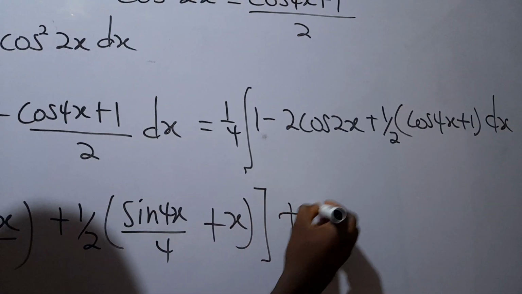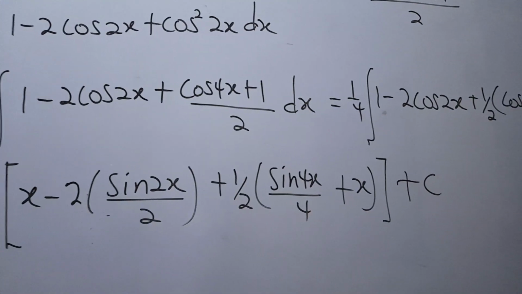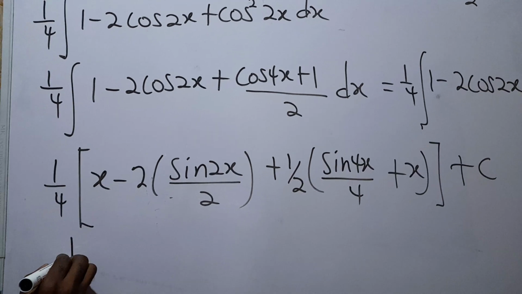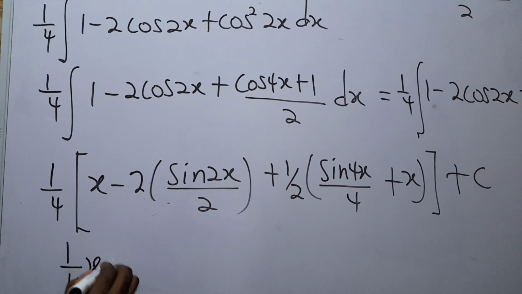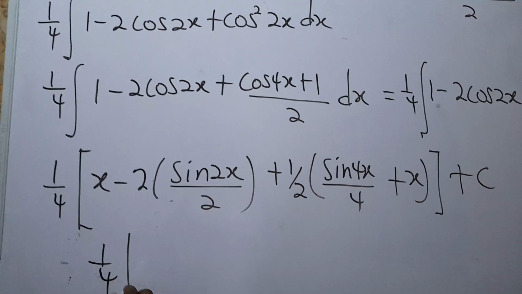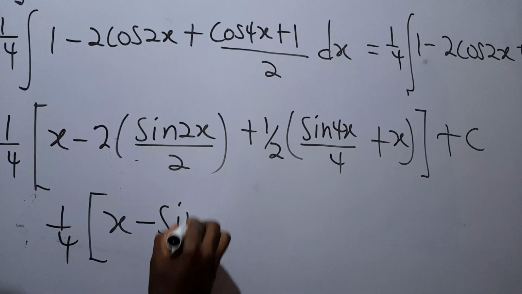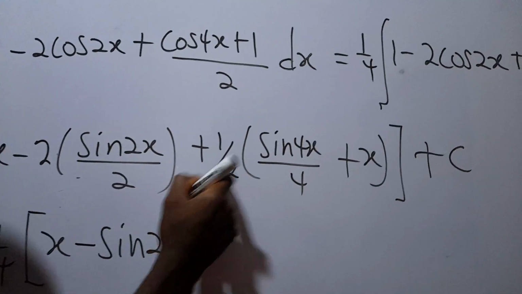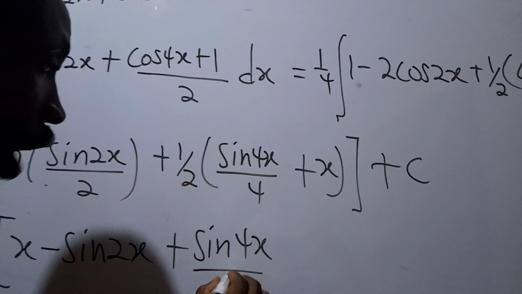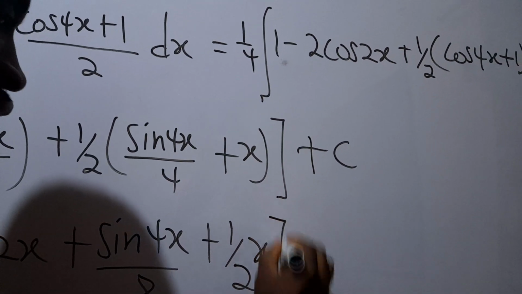Then plus our constant of integration. Now this 1 over 4, we distribute it over this. So we get 1/4 x. These two can divide these two. So we get minus sine 2x. Then this times this, we get sine 4x over 8. Then this times this will be plus half x.